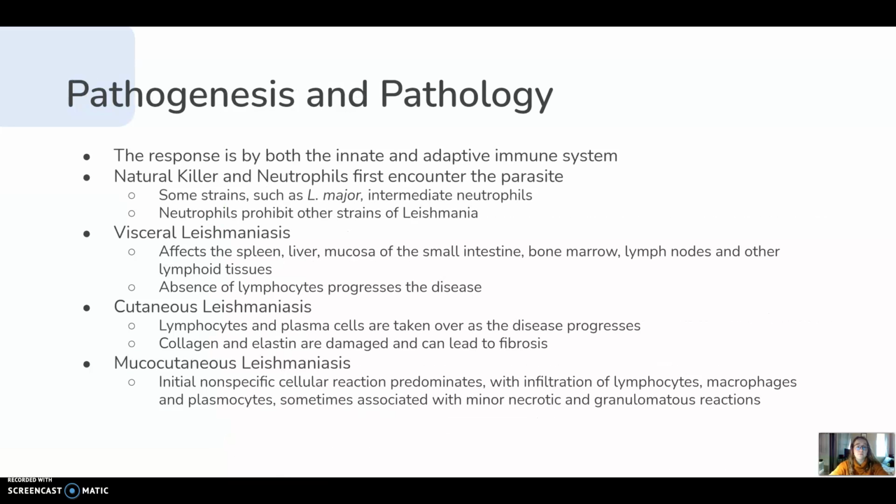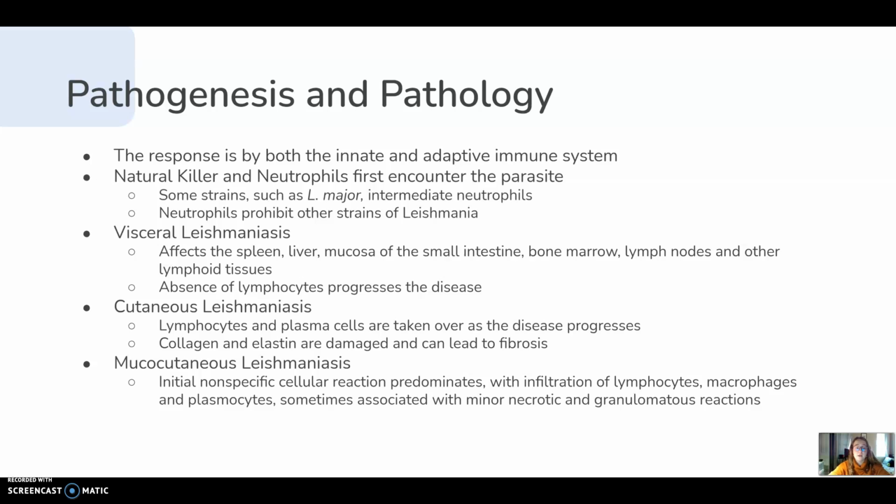So the response is both by the innate and adaptive immune system. The natural killer neutrophils are the first ones to encounter the parasite. Some strains react with neutrophils and suppress them in order to infect the host, and other strains are actually prohibited by neutrophils. So for visceral leishmaniasis, this affects the spleen, liver, mucosa of the small intestine, bone marrow, lymph nodes, and other lymphoid tissues. And absence of lymphocytes actually is one of the hallmarks of the disease progressing.